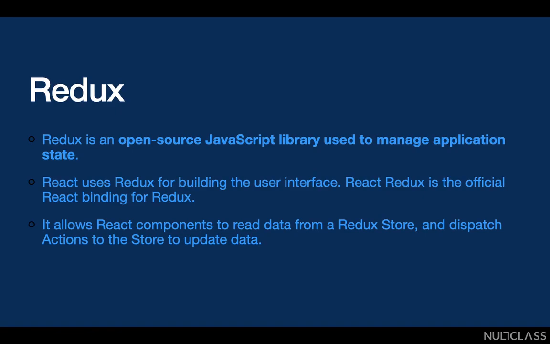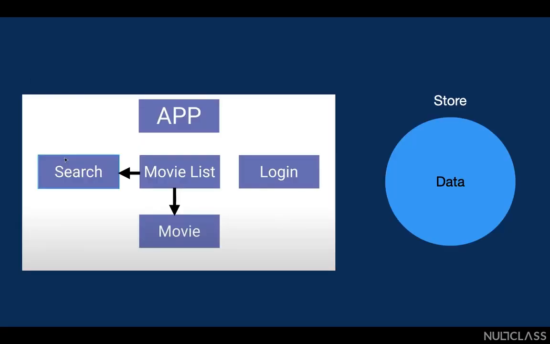It allows React components to read data from the Redux store and dispatch actions to the store to update the data. So let me explain what that is about. Consider this image in which our app contains a search, a movie list and a login page, and in the movie list we will be having our movie. So if this is our app.js, in app.js we have three components: search, movie list and login.